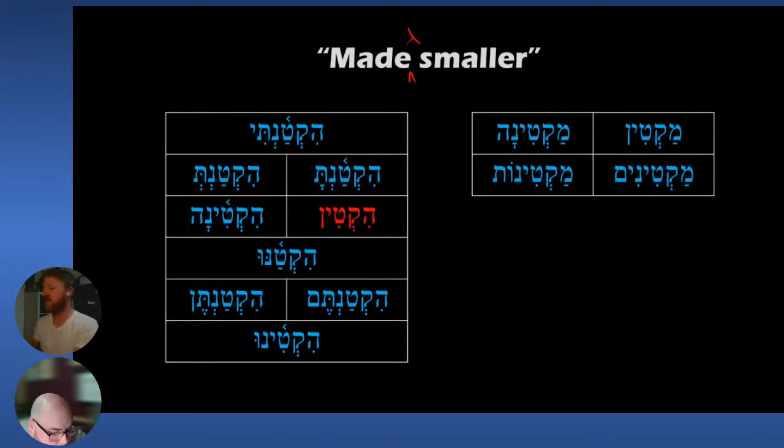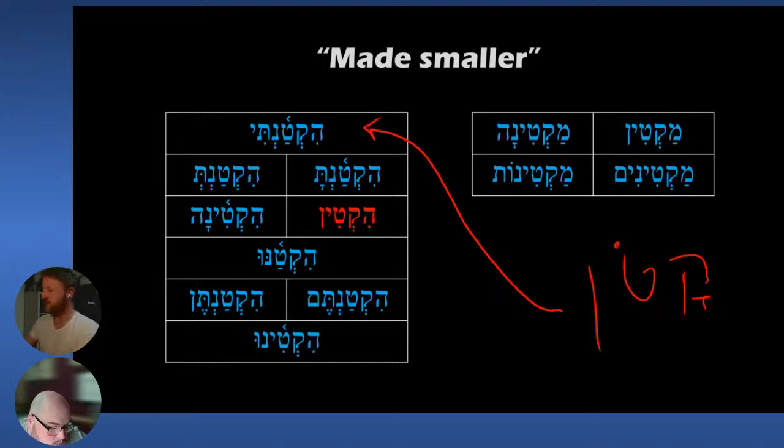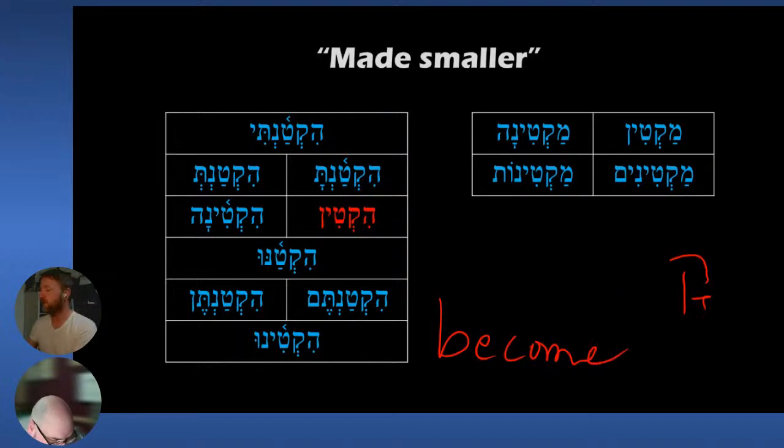This is an interesting use of the Hiphil because when you have a word like katon, small, or gadol, or shamen, all of these are adjectives. If you have an adjective that becomes a Hiphil verb, it can actually mean become. It's a weird feature of the Hiphil that instead of making something small, it can also mean becoming smaller. So hiktanti could mean I have become smaller or less important, less significant, kind of like John the Baptist when he says the one who shall come after me is greater than me. It's like hiktanti, I've become less, I've become small.